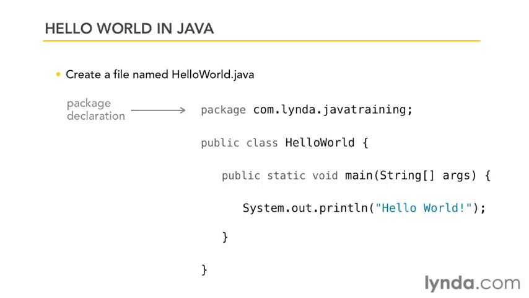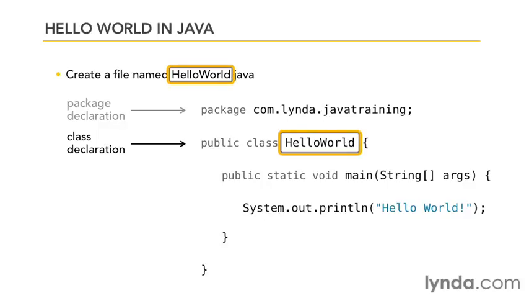The next line of code is called the class declaration. If you create a file called HelloWorld.java, it can contain one public class, and the name of the class must match the name of the file. So the HelloWorld.java file contains a public class named HelloWorld. And notice they match exactly. Java is a case-sensitive language, and you must match these strings precisely.